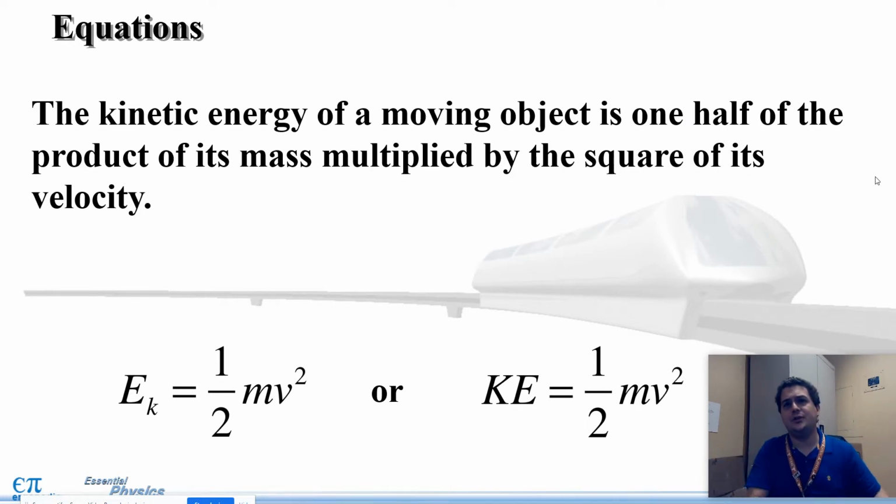Now, kinetic energy of a moving object is half of the product of the mass multiplied by the square of its velocity. What does that mean? Take a look right here. Kinetic energy, EK, is one half the mass times velocity squared. So if you know the velocity, you just square the velocity, multiply by the mass, multiply by 0.5.